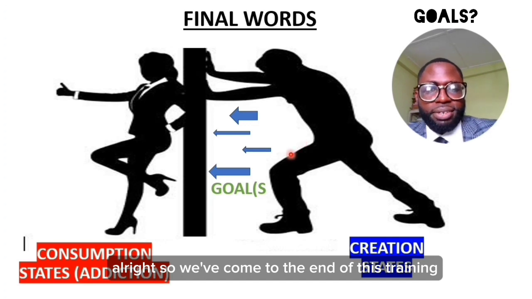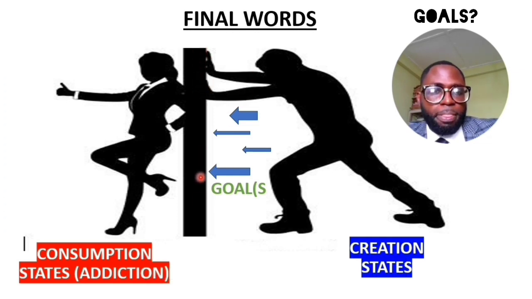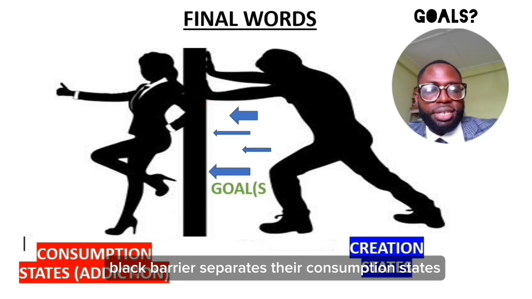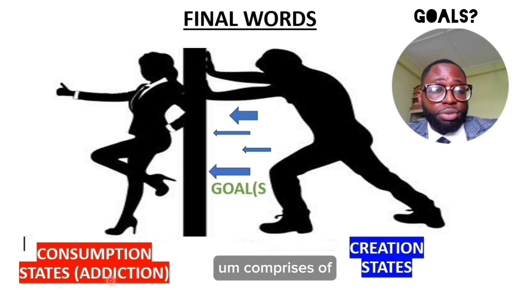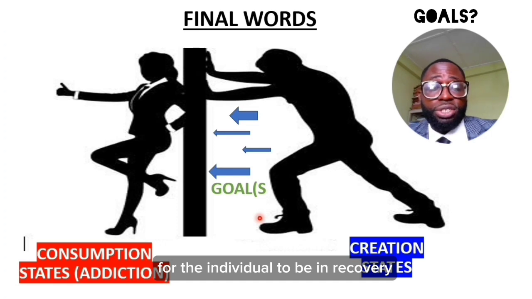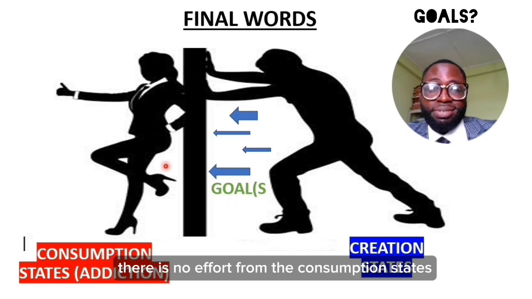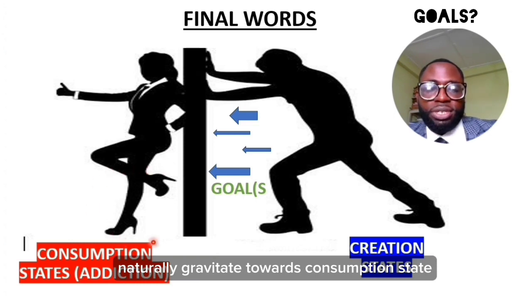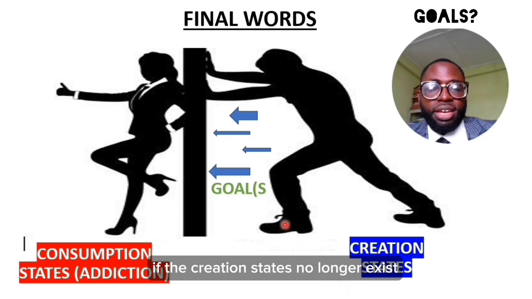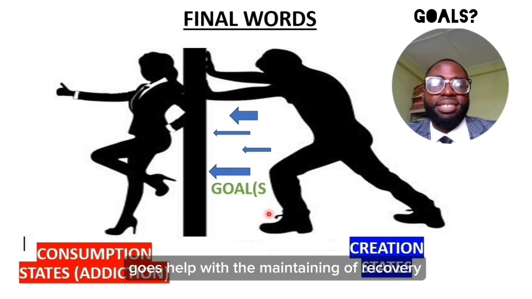All right, so we've come to the end of this training. My final words: I love to describe using pictures. So this black barrier separates the consumption state, which the addictive behavior comprises, and the creation state, the purpose-driven activities, just being able to function. Goals make it easier for the individual to be in recovery, to be functioning, to pursue his purpose. There is no effort from the consumption state because the individual will naturally gravitate towards it if the creation states no longer exist. So goals help with maintaining the creation state. Goals help with maintaining recovery.